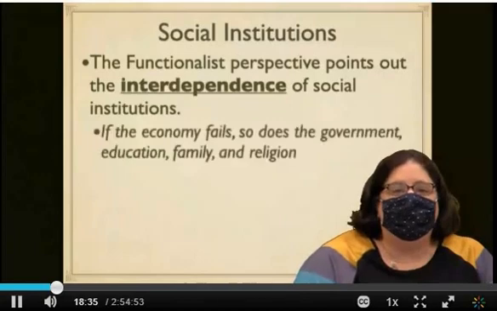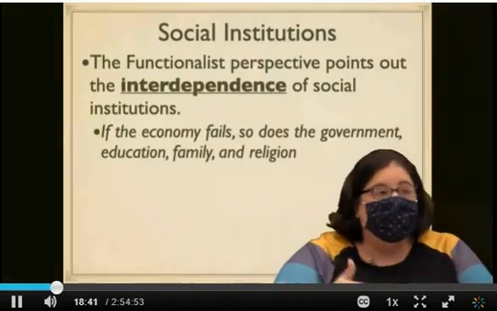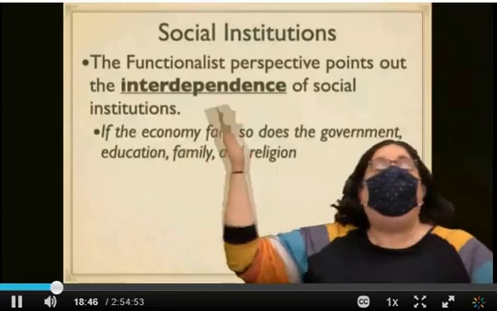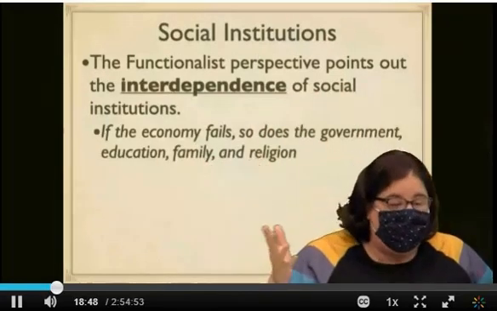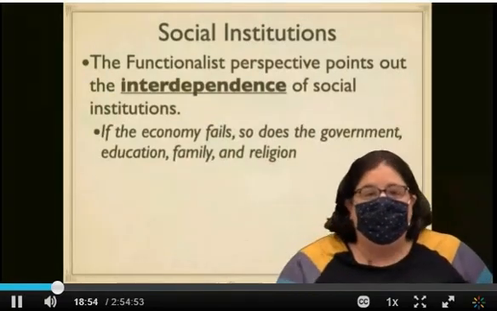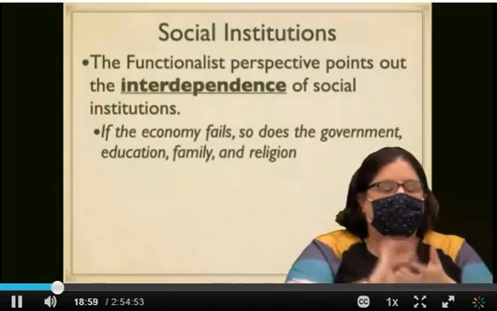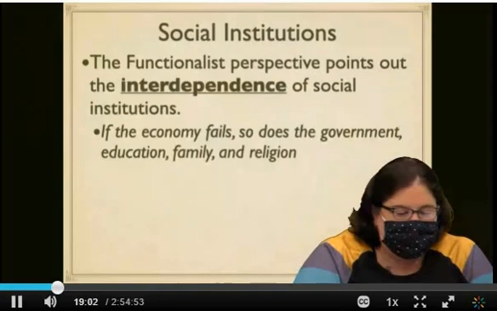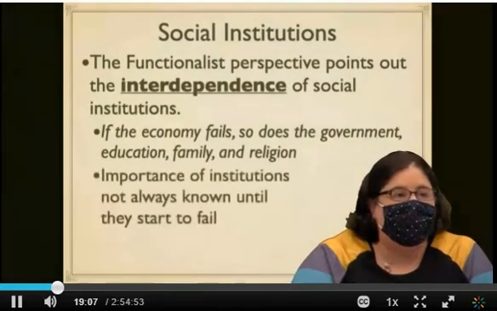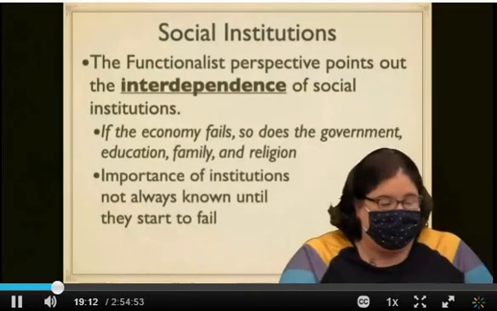The same goes for social institutions, right? If one social institution fails, eventually the other institutions in society will follow. For example, when the economy fails, during a Great Depression, let's say, then we see weakening of other institutions like the government or education or the family or religion. All of the institutions are interdependent. Though they are very important to us, we don't always realize until they start to fail. The importance of institutions is not always known until they start to fail.